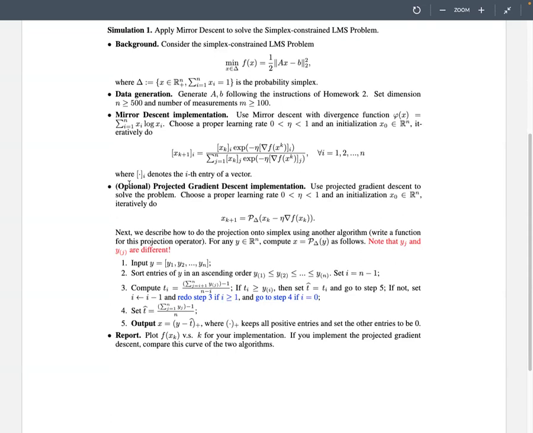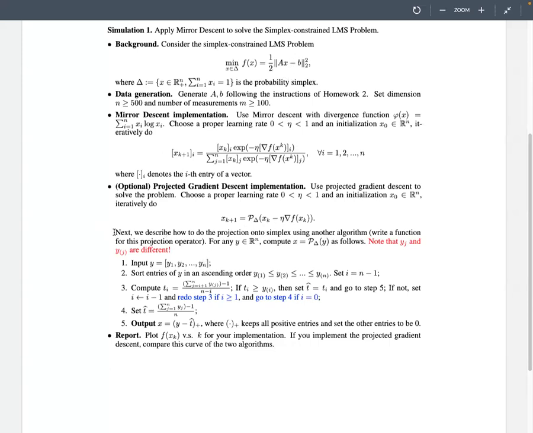Now this optional part is simply applying the projected gradient descent algorithm to solve the same problem. This is the projected gradient descent algorithm. You take a gradient update, then you do a projection onto the simplex. This gradient is given in homework 2. We know the gradient of this least mean square problem.